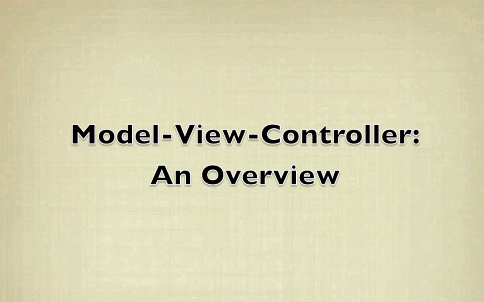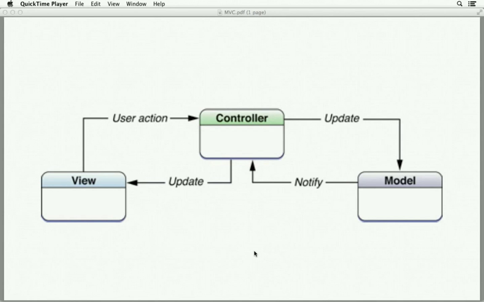Model View Controller. This diagram is from Apple's documentation of Model View Controller. I've got the link to that documentation in the blog post that accompanies this screencast. You should go check it out if you haven't read it. But basically, and this should be review, I hope, in the MVC world, you've got the view, and that's like your buttons and whatnot. The user taps on the view, which invokes an action in the controller.